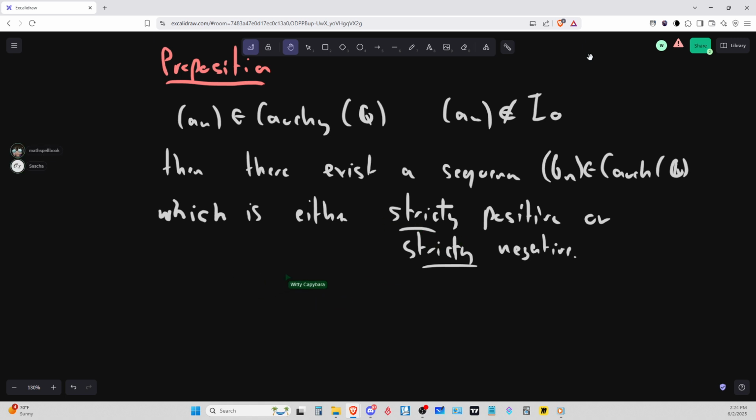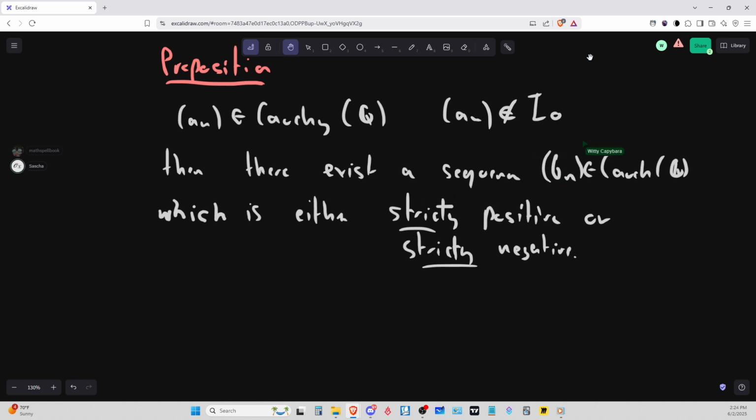If you have a proof that requires it to be positive, then you could do that, and if it requires it to be negative, you could put that there. The important part is that I don't want any BN to be equal to 0. I always want them to be strictly positive, or strictly negative, just one of those.